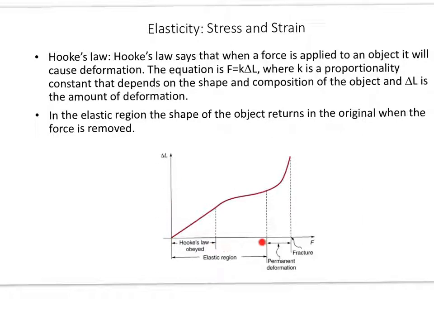Now in this region over here, Hooke's law still applies, but it's no longer linear. So in other words, the value of K would change slightly depending upon what the force was. Now if you get to this region over here, you get a permanent deformation of the object. So the object does not return to its original shape.